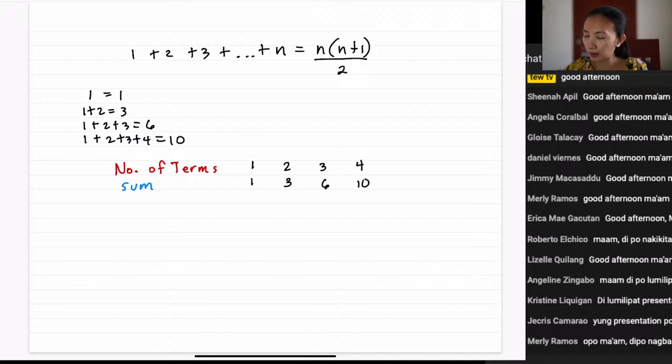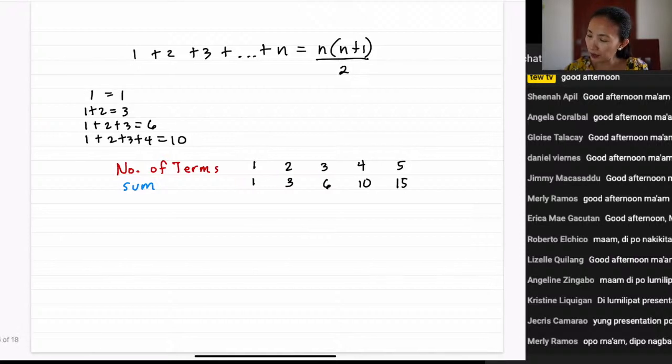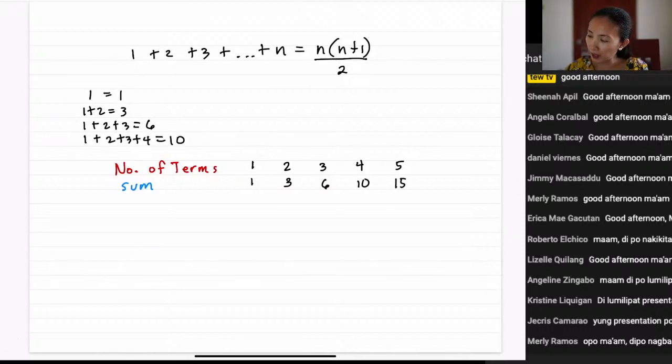What do you think will the sum be if there are 5 terms? Okay, from here, what do you think will be the next sum? 1 plus 2 plus 3 plus 4 plus 5, that would be 15. Okay? And then applying your differences, remember, taking the differences on successive values of y. Okay, 15, that's 5, 4, 3, and 2. Okay? And then again, continue getting the differences. Okay, 1, 1, 1. So, remember your quadratic function.